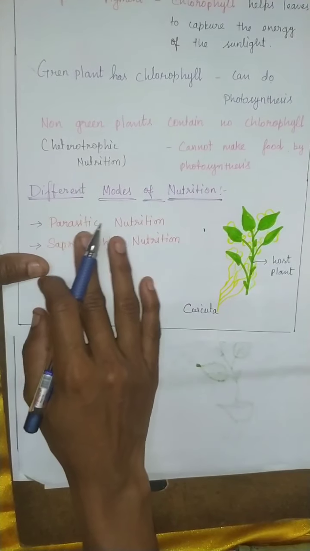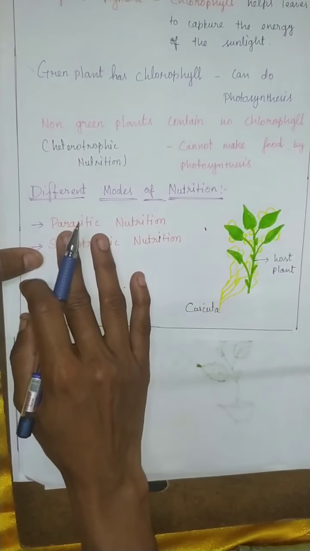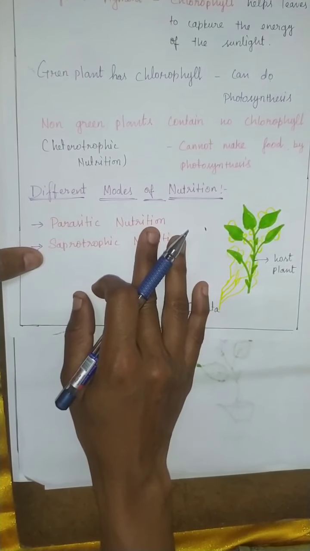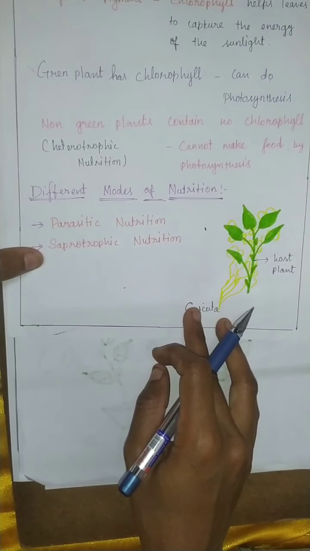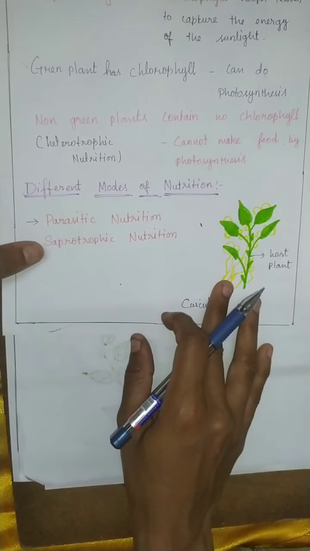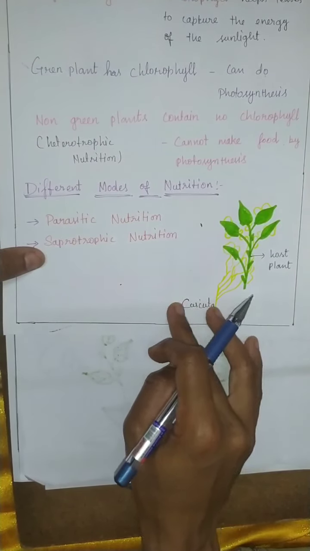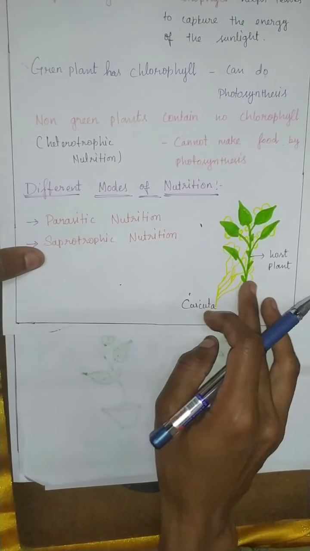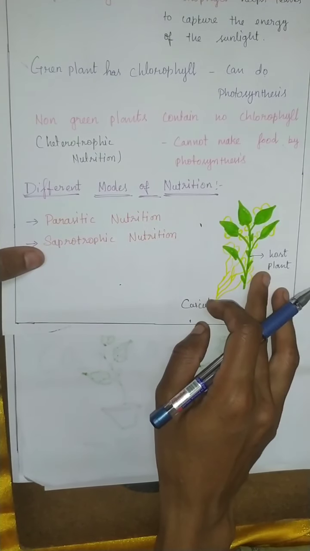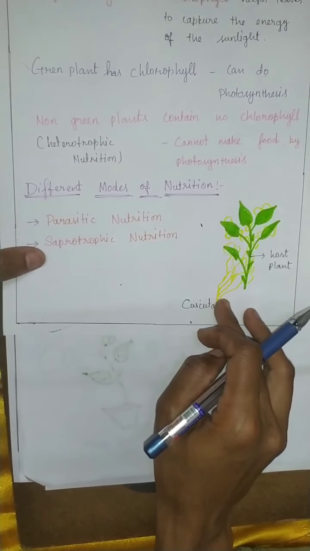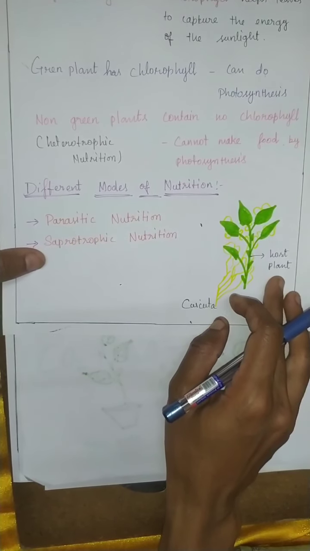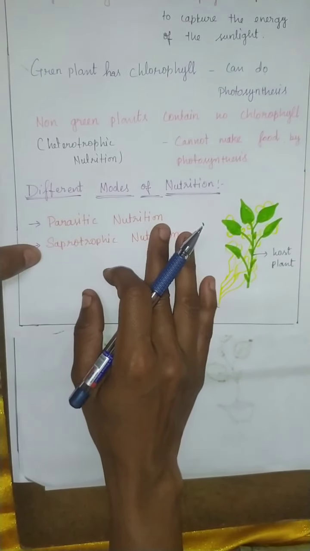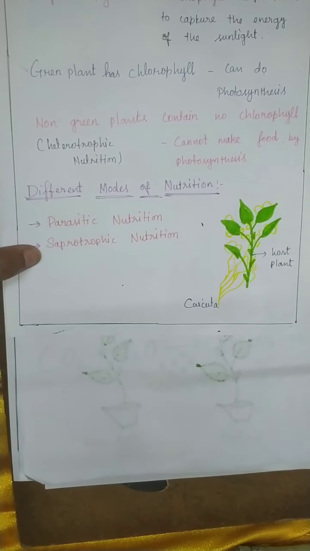An organism that takes ready-made food from another living organism follows parasitic nutrition, and organisms following the parasitic mode of nutrition are known as parasitic plants or parasites. Cuscuta is a complete parasitic plant because it completely depends on the host plant. It gives no support to the host plant, but it takes its nutrients. So the host plant dies after some days. This is parasitic nutrition.